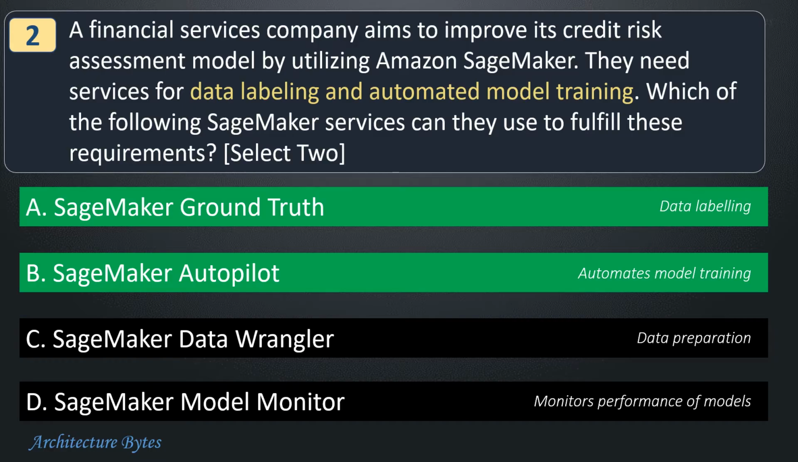Data Wrangler primarily focuses on data preparation and does not specifically handle data labeling or automate model training. Model Monitor monitors the performance of models in production but does not assist in data labeling or model training.